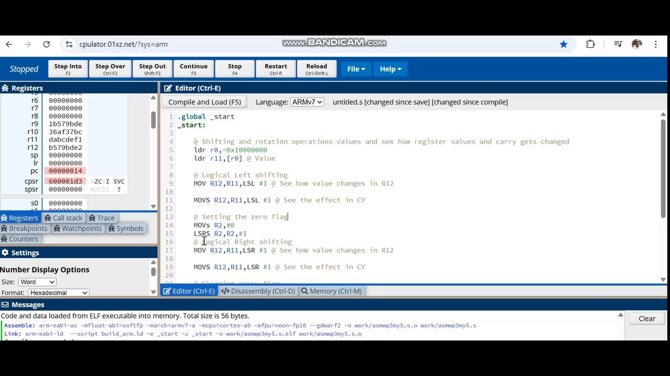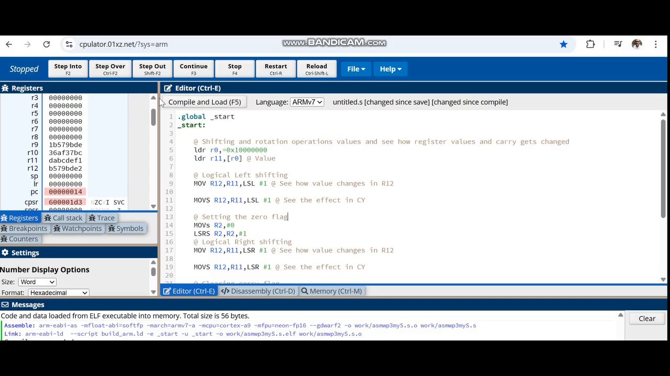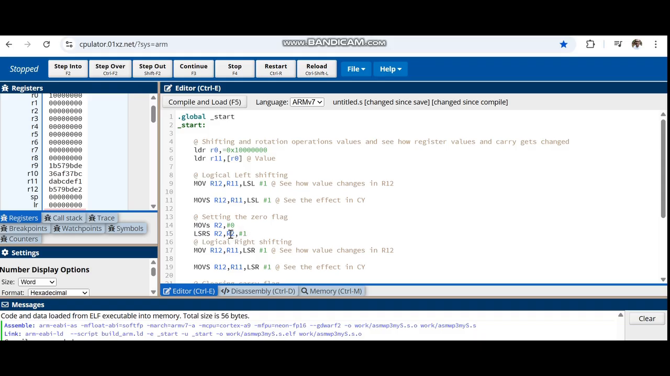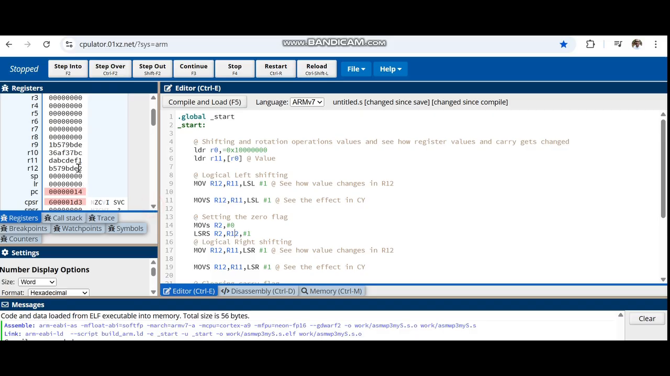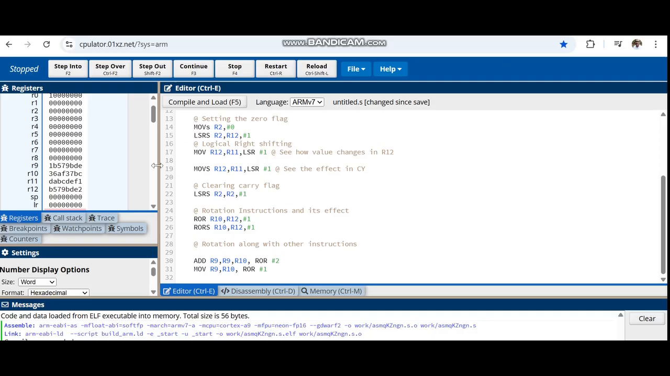Now if we do LSRS R2, #1, the rightmost bit in R2 will get right shifted. Since we haven't loaded any value in R2, I will change this to R12. So the rightmost bit in R12 will get right shifted, and R2 will become that value. The value in R12 will get right shifted by 1 bit to the right and R2 will be loaded with that.